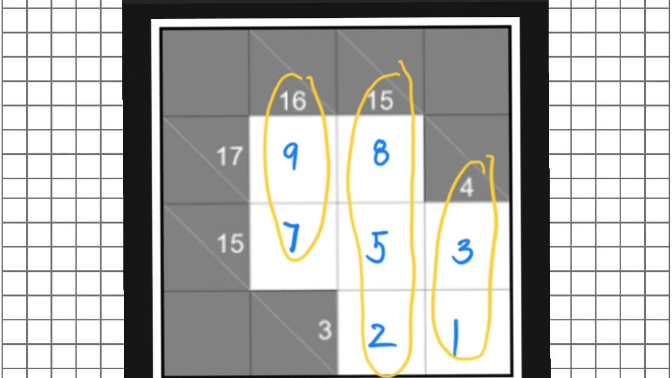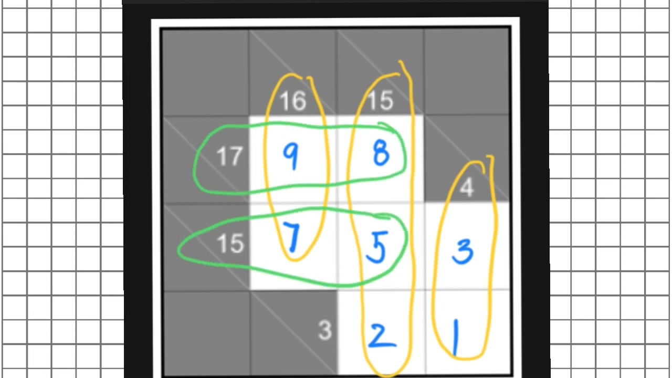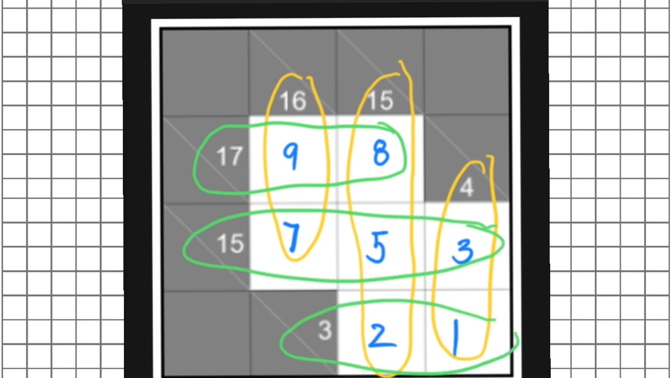And then as you can notice here, 17 is 9 plus 8. 15 is 7 plus 5, sorry, 7 plus 5 plus 3. And then 3 is equal to 2 plus 1. So as you can notice, all of it is correct, again, horizontally and vertically. So you can have another example such as this one.